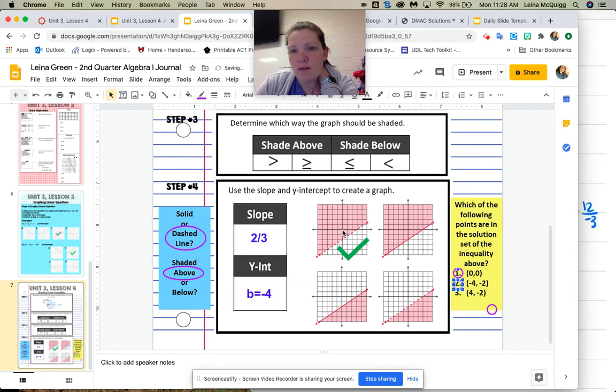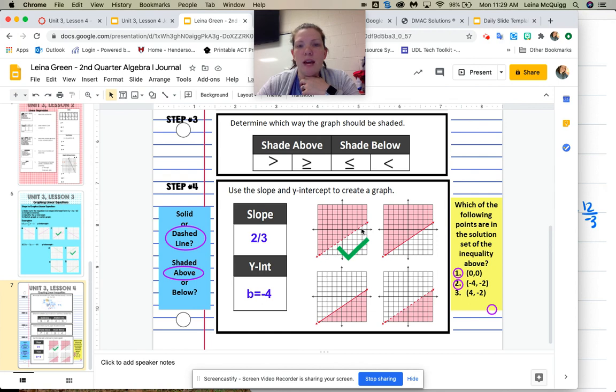Then we have +4, -2. So 1, 2, 3, 4, 1, 2. This is outside of my shaded area, so that is not part of my solution, so I'm not going to select it. The only thing we need to remember when we're dealing with is it part of my solution or is it not, is if we're on the line.